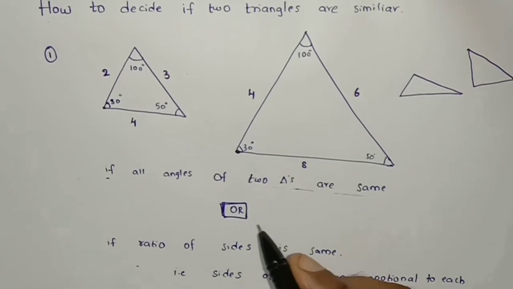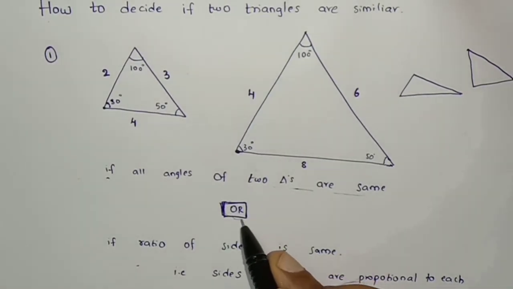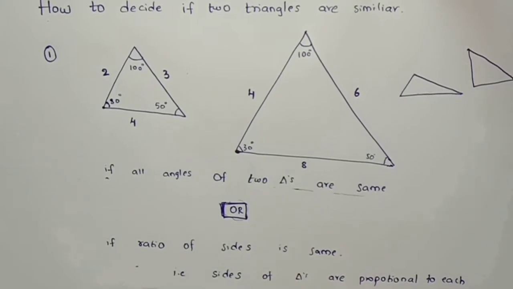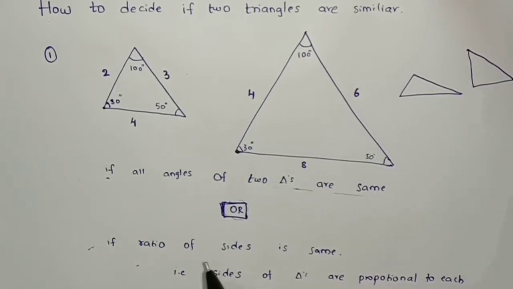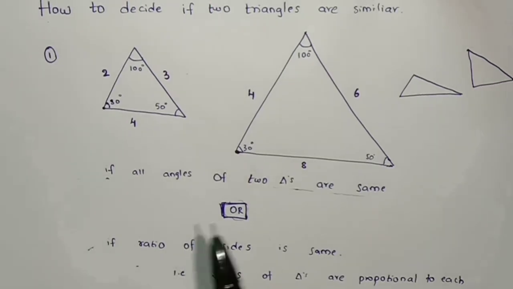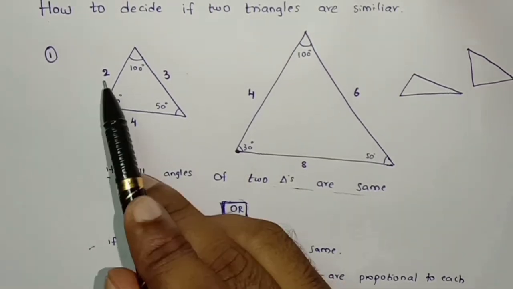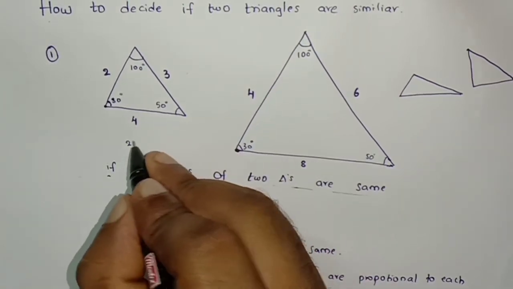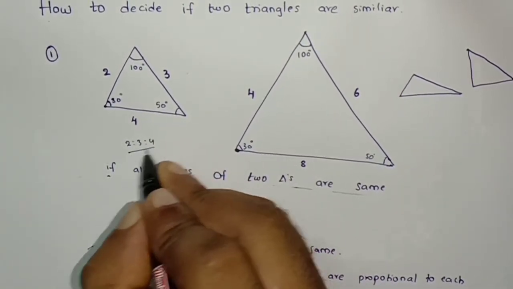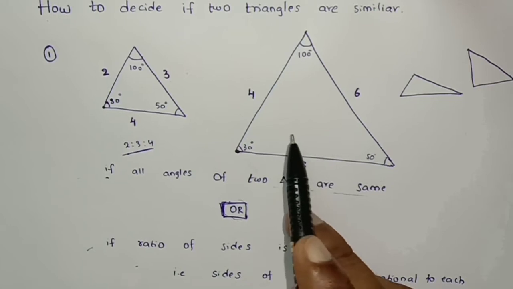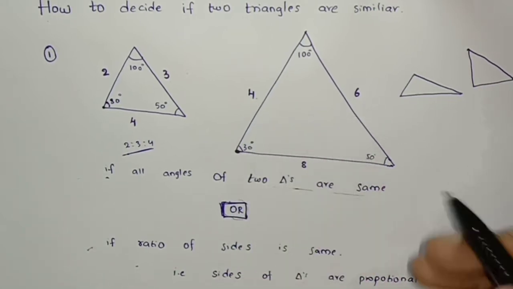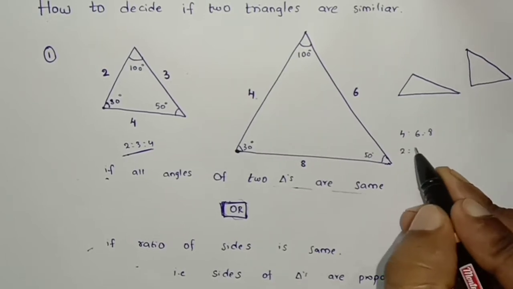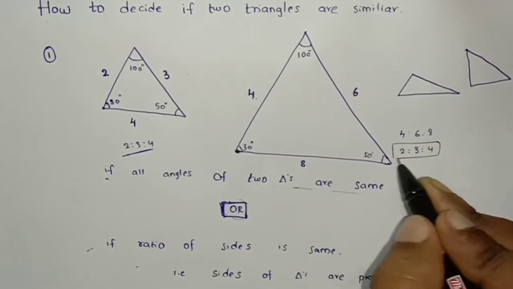Correct? Now, one more condition, or. Why I wrote this or, and this or is very important, I'll tell you why. What is the second condition? If the ratio of sides is the same, now concentrate carefully. What are the sides here? 2, 3, 4. Now 2 is to 3 is to 4 is the ratio of the sides. What is the ratio of sides here? 4, 6, 8. What is the ratio of 4, 6 and 8? It's nothing but 2 is to 3 is to 4.